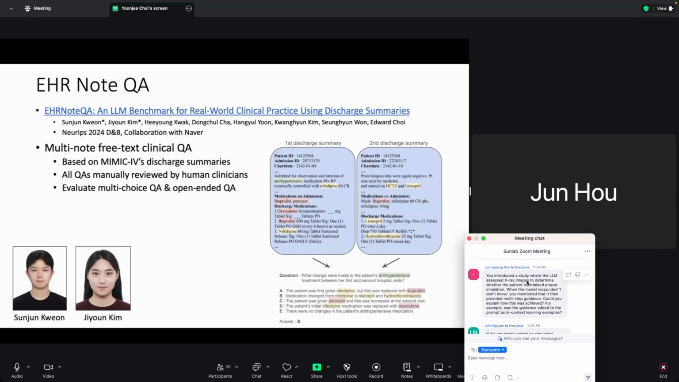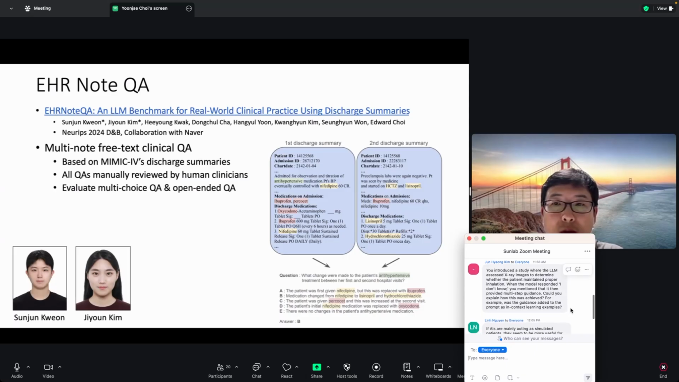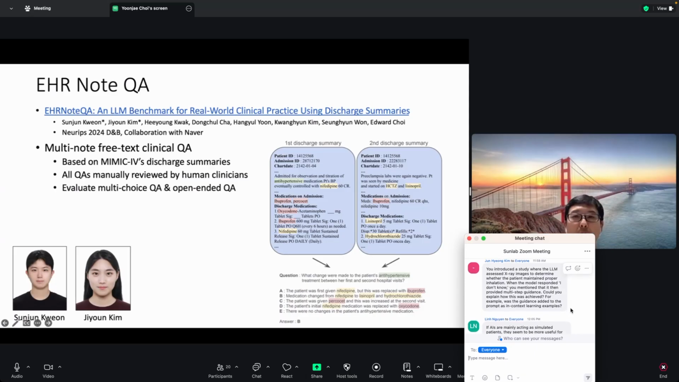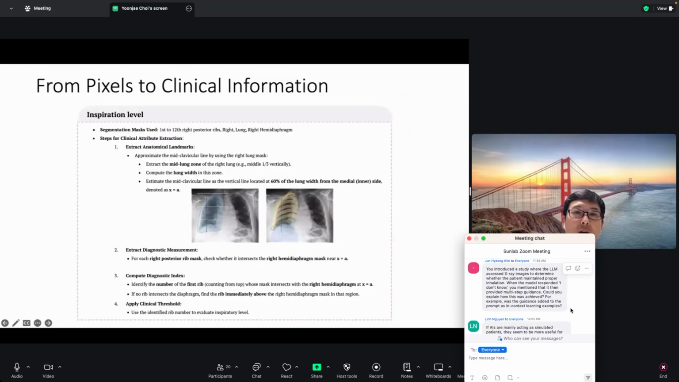Thank you. Question from Junhyang. You introduced a study where the LLM assessed X-ray images to determine whether the patient maintained proper inhalation. When the model responded, I don't know, you mentioned that it then provided multi-step guidance. Could you explain how this works? For example, was the guidance added to the prompt? So the short answer is yes. The guidance was added to the prompt.